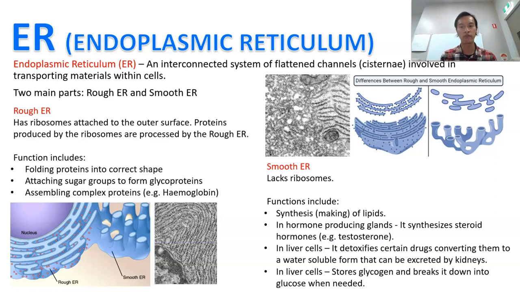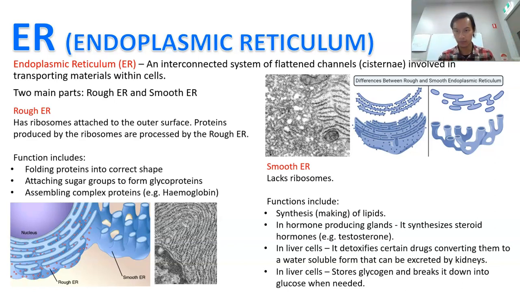Their name is derived from the presence or the absence of ribosomes. If it is rough, it contains ribosomes on it. And those ribosomes attached to the outer surface mean that the endoplasmic reticulum, or the rough ER, is going to be processing proteins that the ribosomes have just produced. So the rough ER folds proteins into their correct shape. They're going to attach any sort of sugar onto those proteins to form glycoproteins, and then they're going to assemble these larger proteins, which will later on either be exported out of the cell somewhere else, etc.